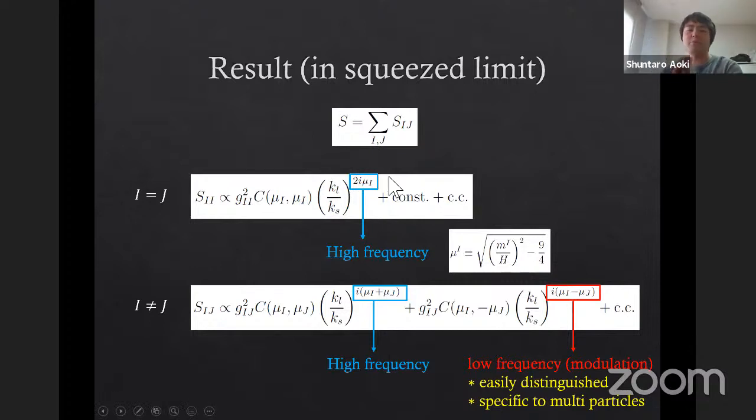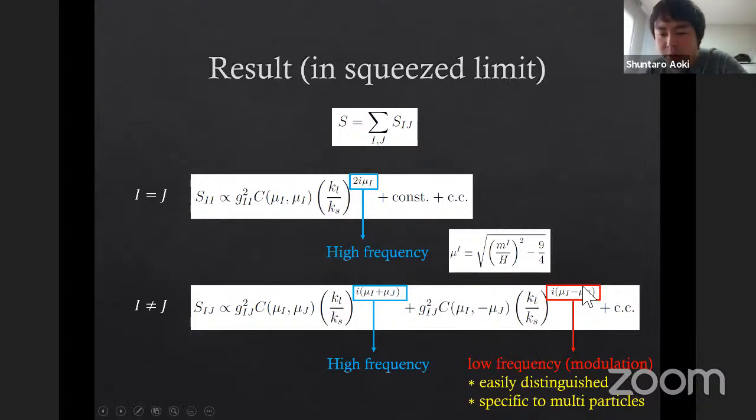Actually, there is a remarkable feature in the frequency. First, to focus on the blue part, you can see, for example, this part contains 2 times mu_i. So remember the expression of mu. Roughly speaking, mu expresses the mass of the heavy particle. This contains 2 mu_i, and this part contains mu_i plus mu_j. So both of them, I mean the blue part, can give a high frequency mode. And actually they are standard in the sense this kind of behavior already exists in the single particle system.